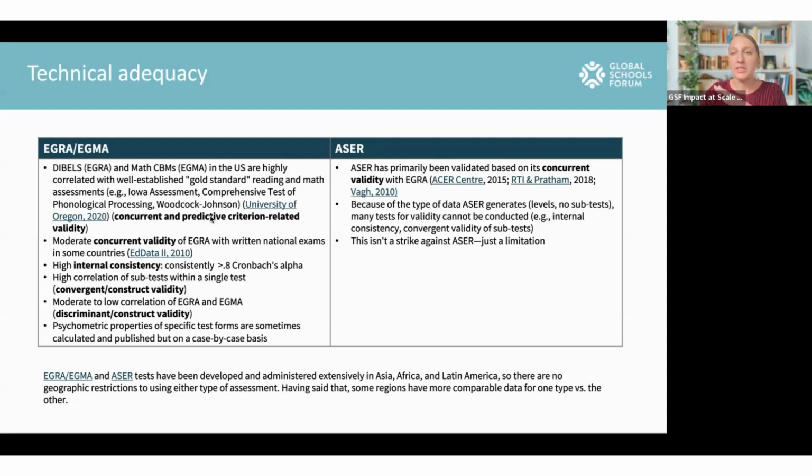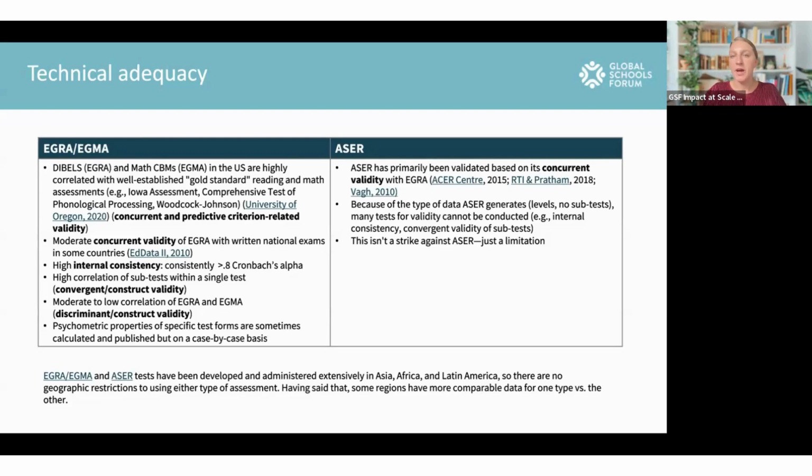This is all talking about these assessments broadly. You can measure the psychometric properties of specific test forms on a case-by-case basis, and sometimes you can find those published. But in general, what we can say is that if you follow the rules of creating these assessments, you're likely to create a technically adequate tool.